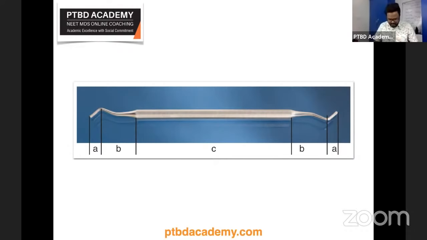So as you know, we have various parts of a hand instrument. You can see clearly this is a double-ended instrument, illustrating three basic components of the instrument, which include blade, shank, and handle. So A represents the blade, B is the shank or the junction, the connecting portion between the blade and the handle. C represents the handle. This you are very much familiar with. If there is a question asking you to identify the parts of a hand instrument, there shall be no errors in answering the same. Okay, very good. Yes, blade, shank, and handle.